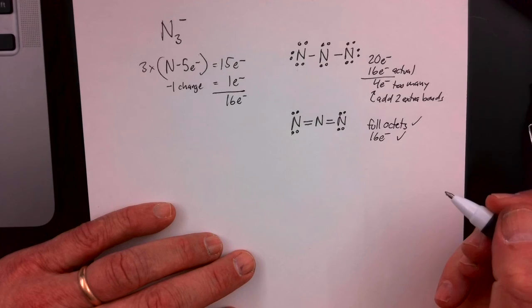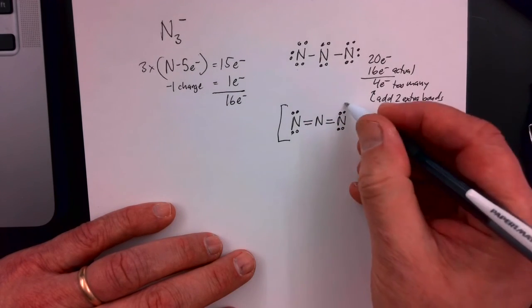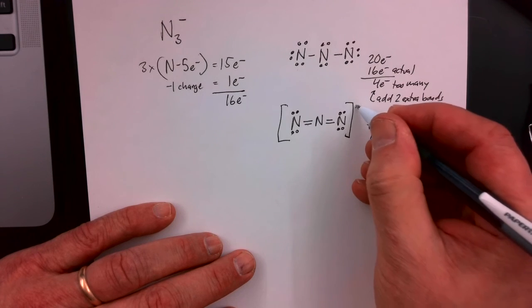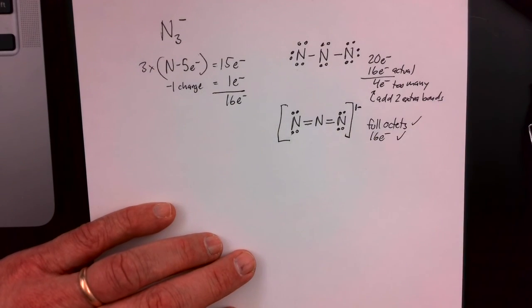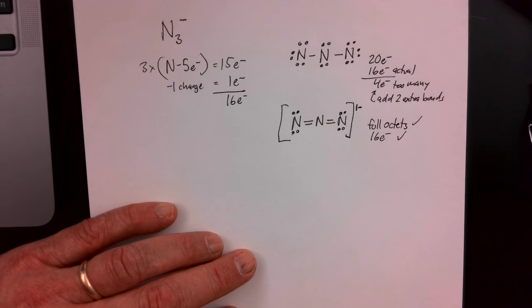So it's the right number of electrons. So that's good. It is, however, an ion, so I'm going to put it in brackets, and I'll put a -1 charge. Right? And there it is. So there's our structure. Okay? And that works pretty well.